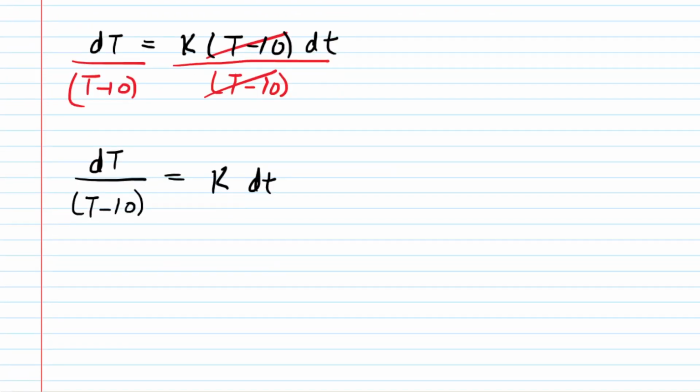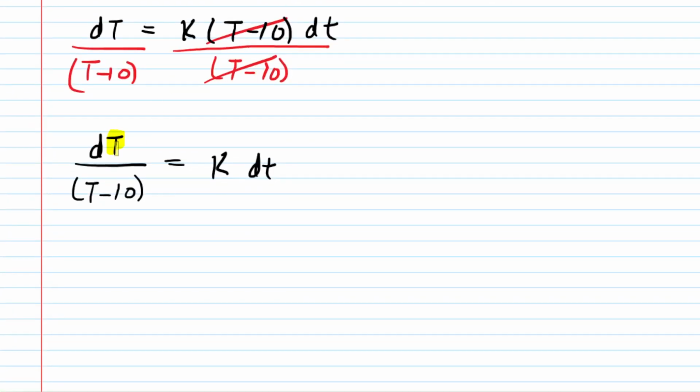And we have done it. We have separated the variables. Notice that the temperature variable is gathered on the left side and the time variable is gathered on the right side. So that's a successful separation of variables. Next, we would have to integrate both sides of this equation. So we will do so now.